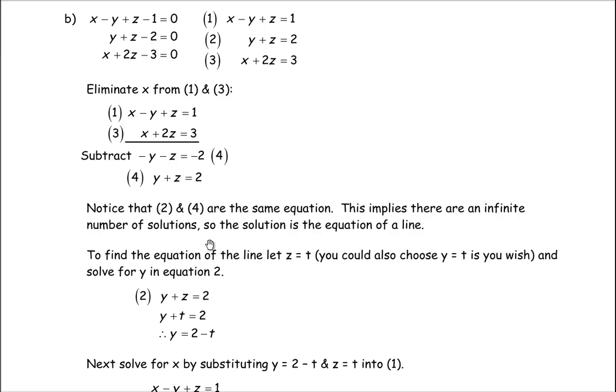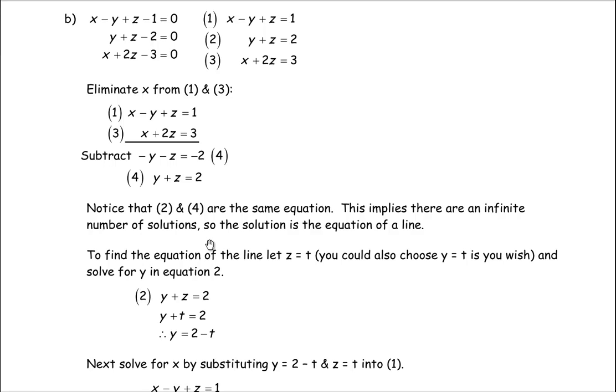So the x coefficients are the same, so I would subtract. Negative y, now there's no y here, so negative y minus 0 is negative y. z minus 2z is negative 1z, and 1 minus 3 is negative 2. Now, if you notice that all the coefficients are negative, so if you multiply both sides by negative 1, you get y plus z equals 2.